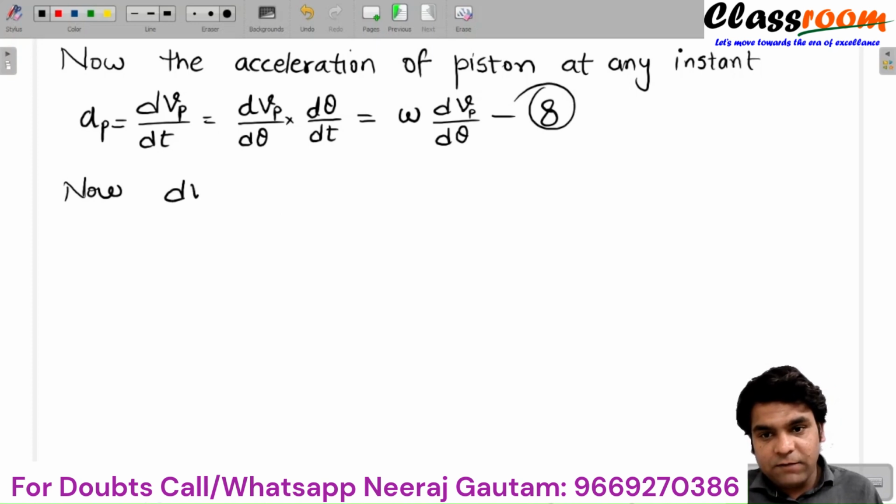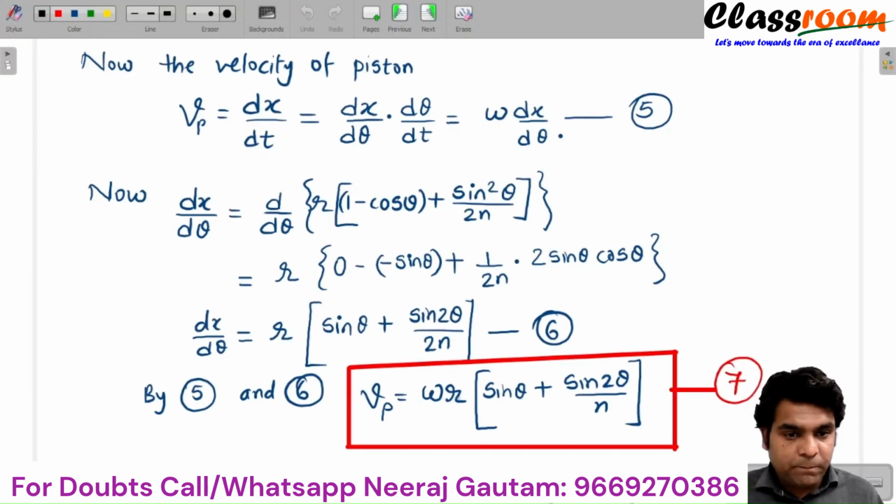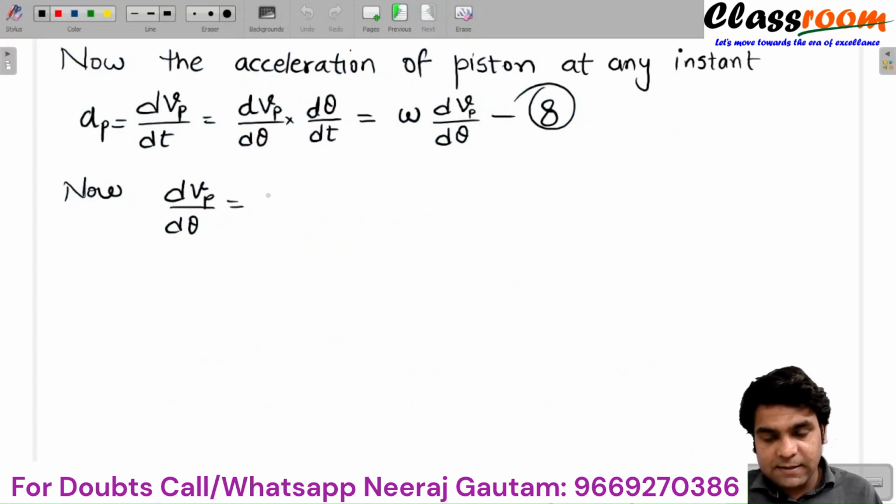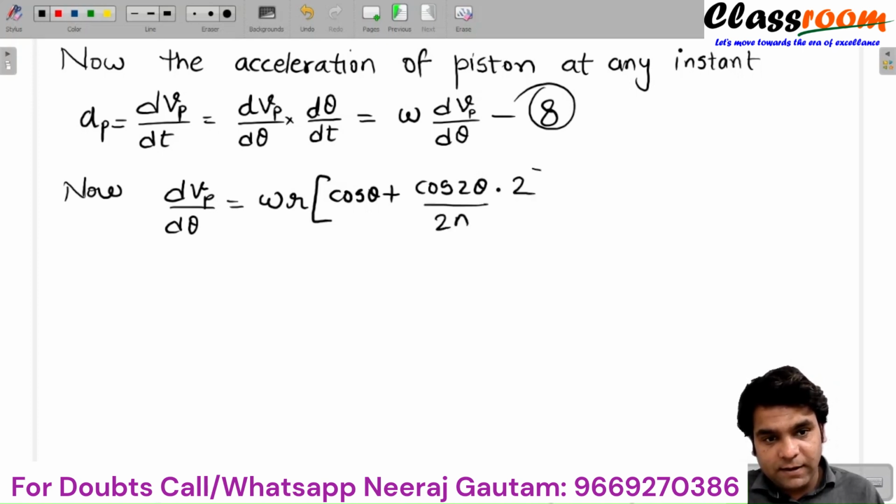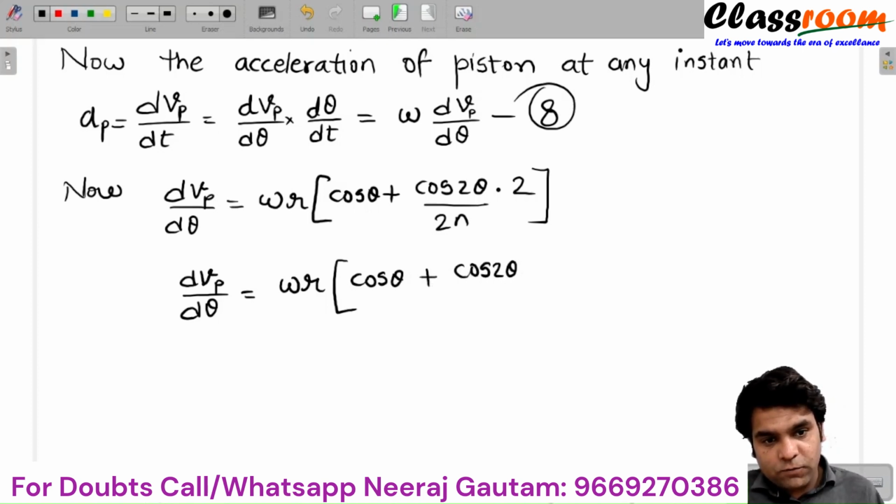Now we will find dvp by d theta by differentiating the equation. Omega r is a constant, and sine theta has a derivative cos theta, plus sine 2 theta has a derivative cos of 2 theta into 2, by 2n remains. So dvp by d theta is equal to omega r times cos theta plus cos of 2 theta by n.